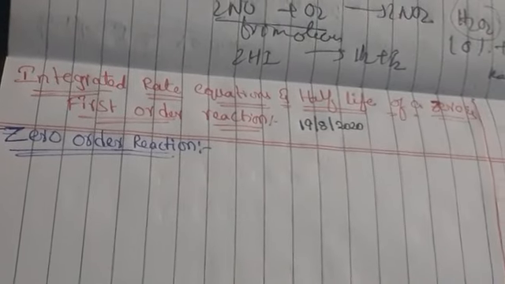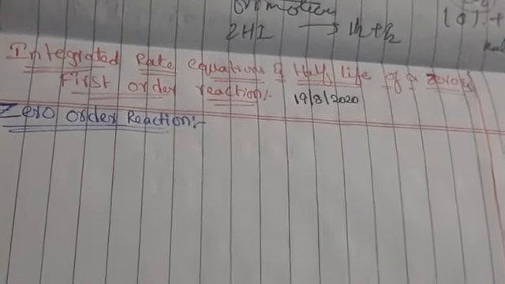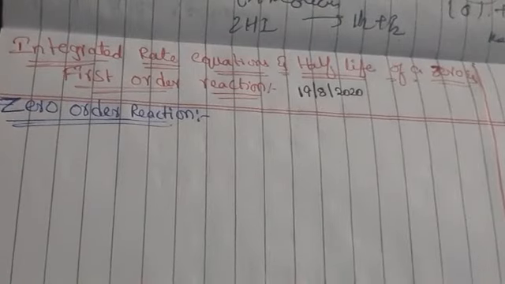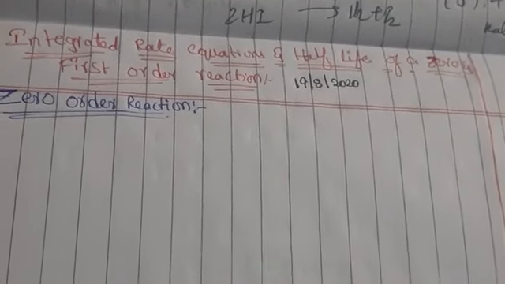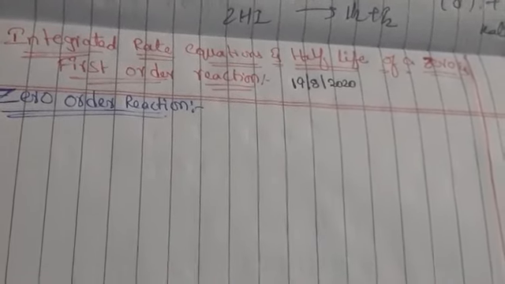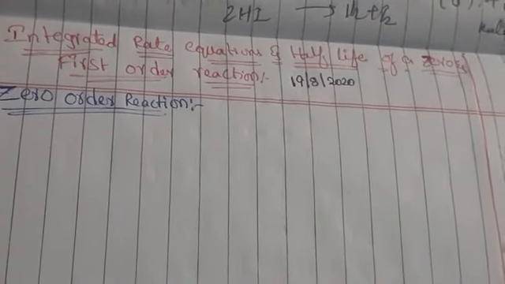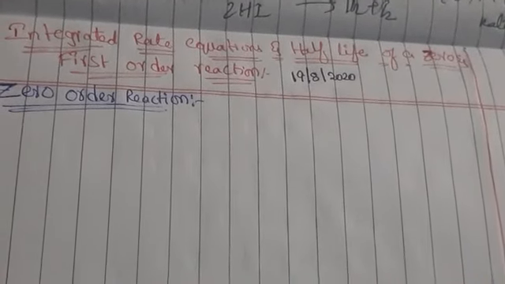Today I am going to discuss integrated rate equations and half-life of zero and first order reactions. So generally, order of a reaction means what? The sum of the powers of the concentrations of the reactants, we call it the order of the reaction. Here we are going to discuss zero order reaction. So zero order reaction is nothing but what?